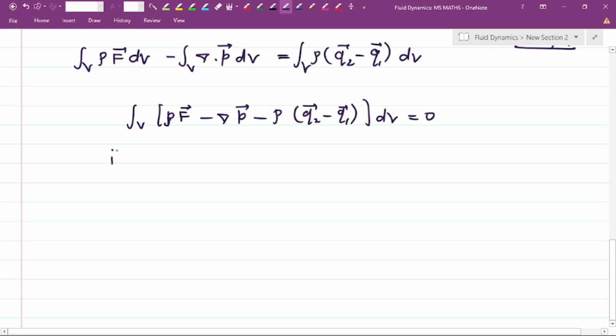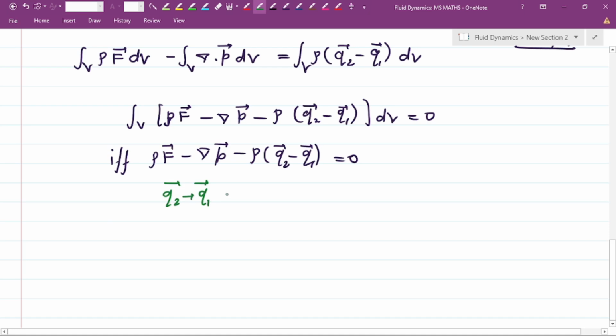Now the integral will be 0 if this quantity is equal to 0. It means rho F vector minus del p vector minus rho into q2 vector minus q1 vector is equal to 0, which is true if and only if. Now we have q2 minus q1 vector is nothing but F minus 1 upon rho del p in vector form.